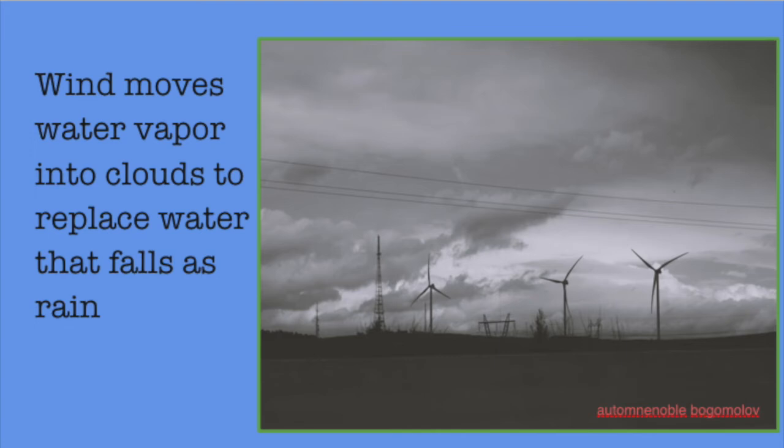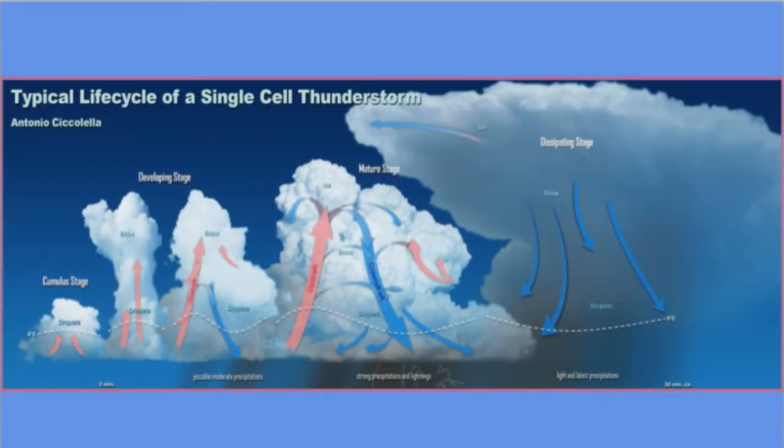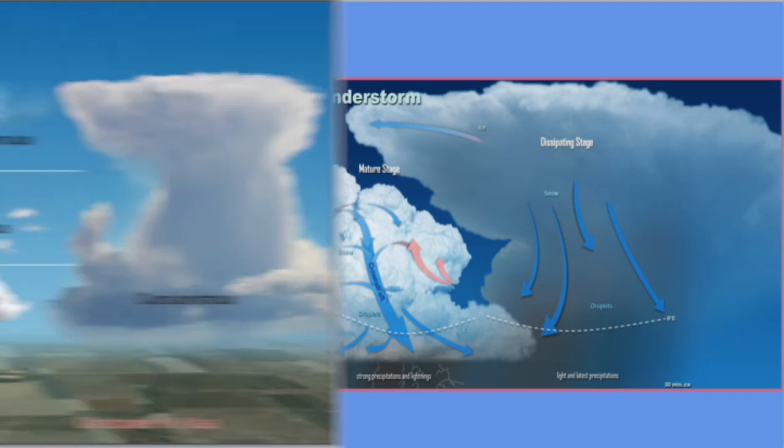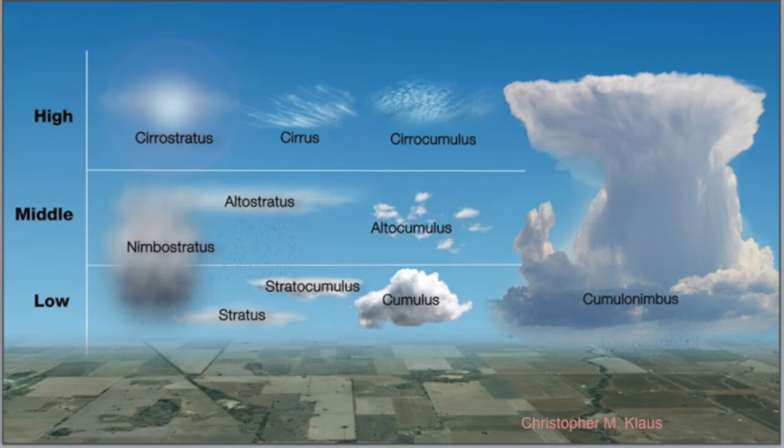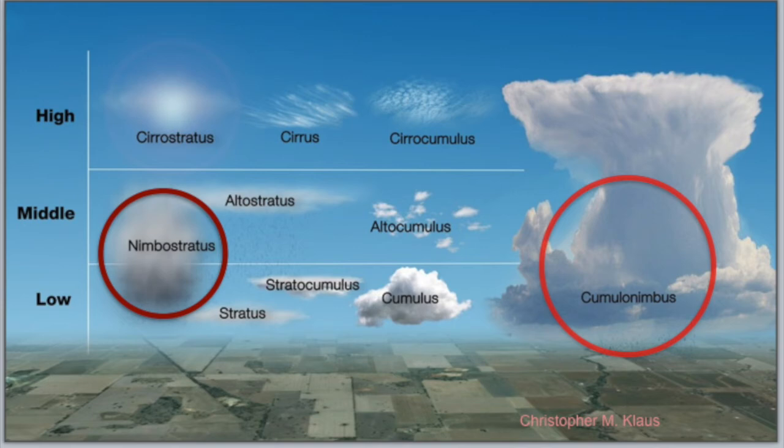precipitation to occur. This diagram shows the process for how a thunderstorm forms. It begins with condensation of water vapor and vertical uplift of the cloud. The cloud grows until rain begins to fall. The cloud is a mass of water droplets. This image shows the names of different clouds and where in the atmosphere they are found. These two types, circled here, are the main clouds for precipitation.